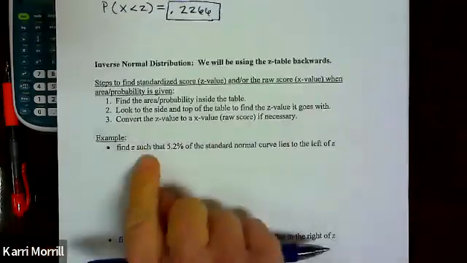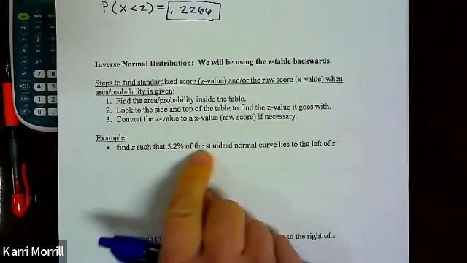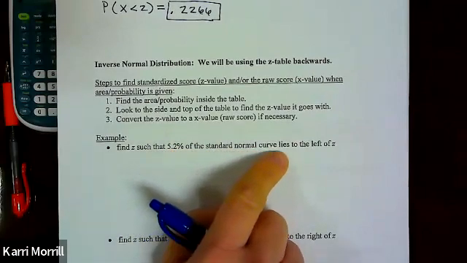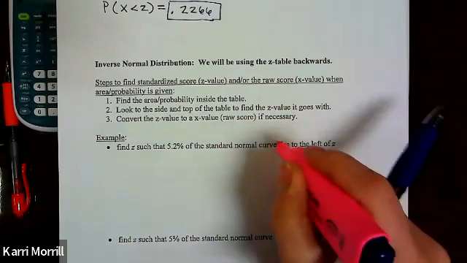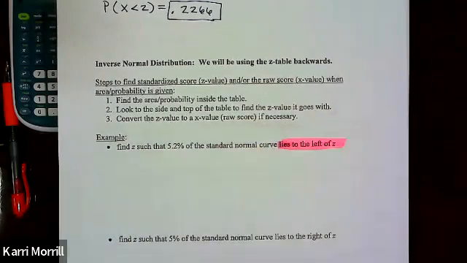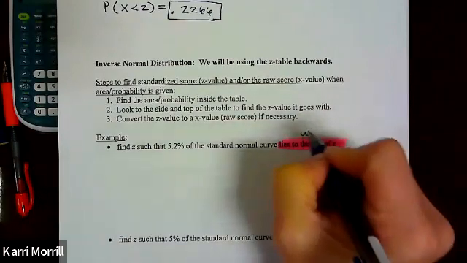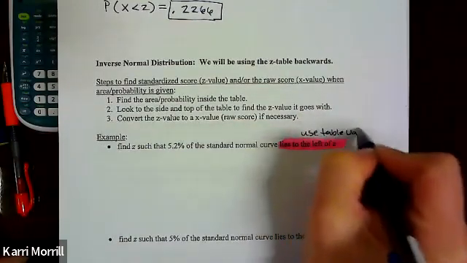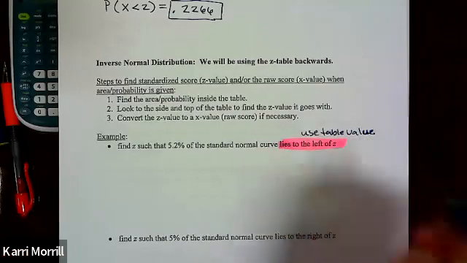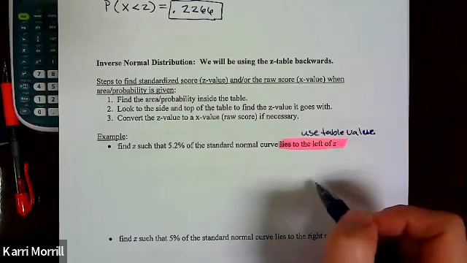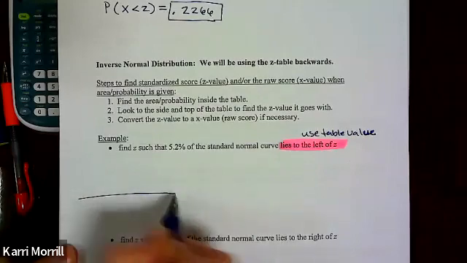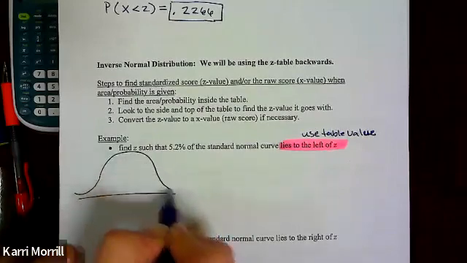Now this one says, find z such that 5.2% of the standard normal curve lies to the left. That's important verbiage. To the left, that would also kind of think of less than. This is when you're using the table value. So it says find the z such that 5.2% of the standard normal curve lies to the left of that. What would that look like on the curve before we get started? Just want to give a visual.